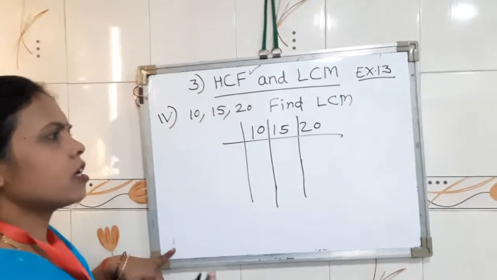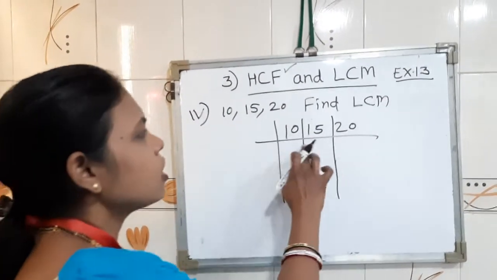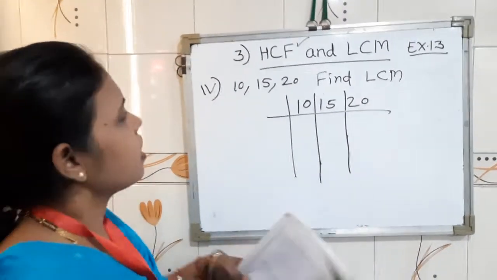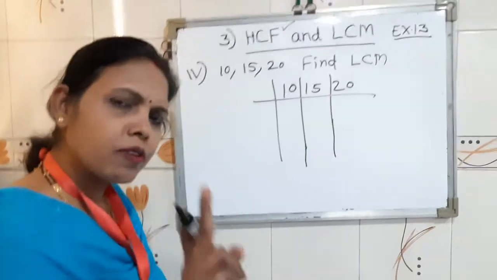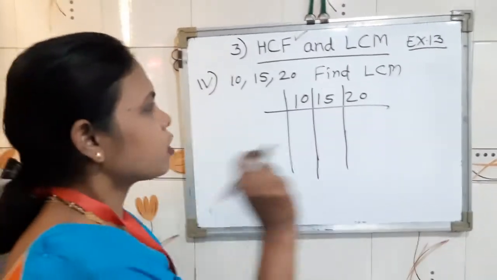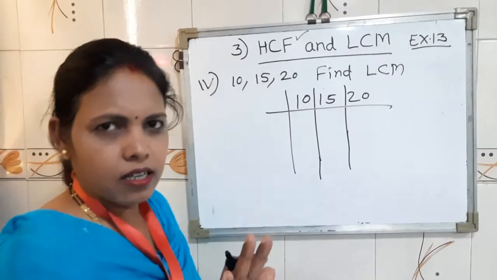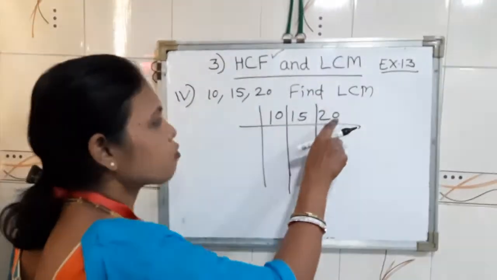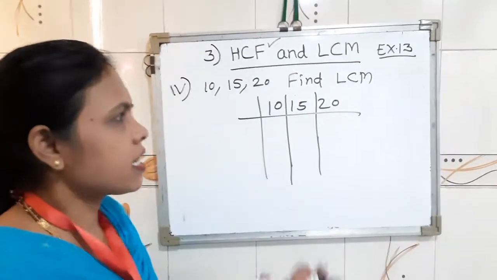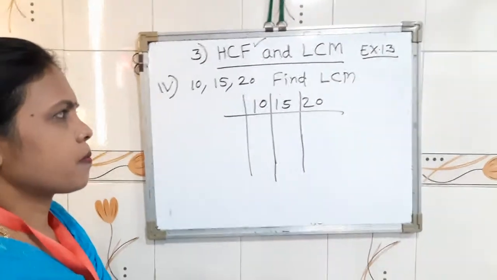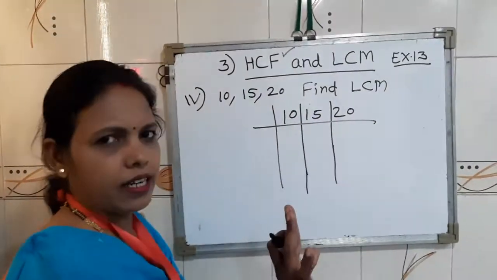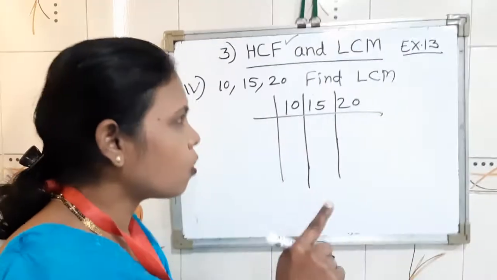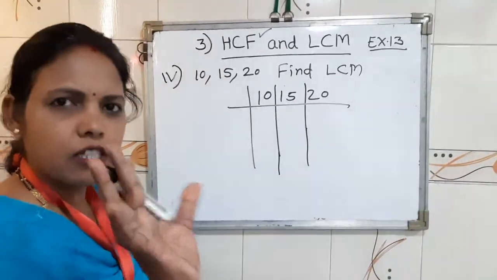Now which number will divide all these three numbers 10, 15 and 20? First we will see for 2. By 2, 15 will not divide. Next we will move to 3. By 3, 20 will not divide. Next we will move to 4. Then 15 will not divide, and 10 will not divide either. Therefore, we will go to our next number, that is 5.